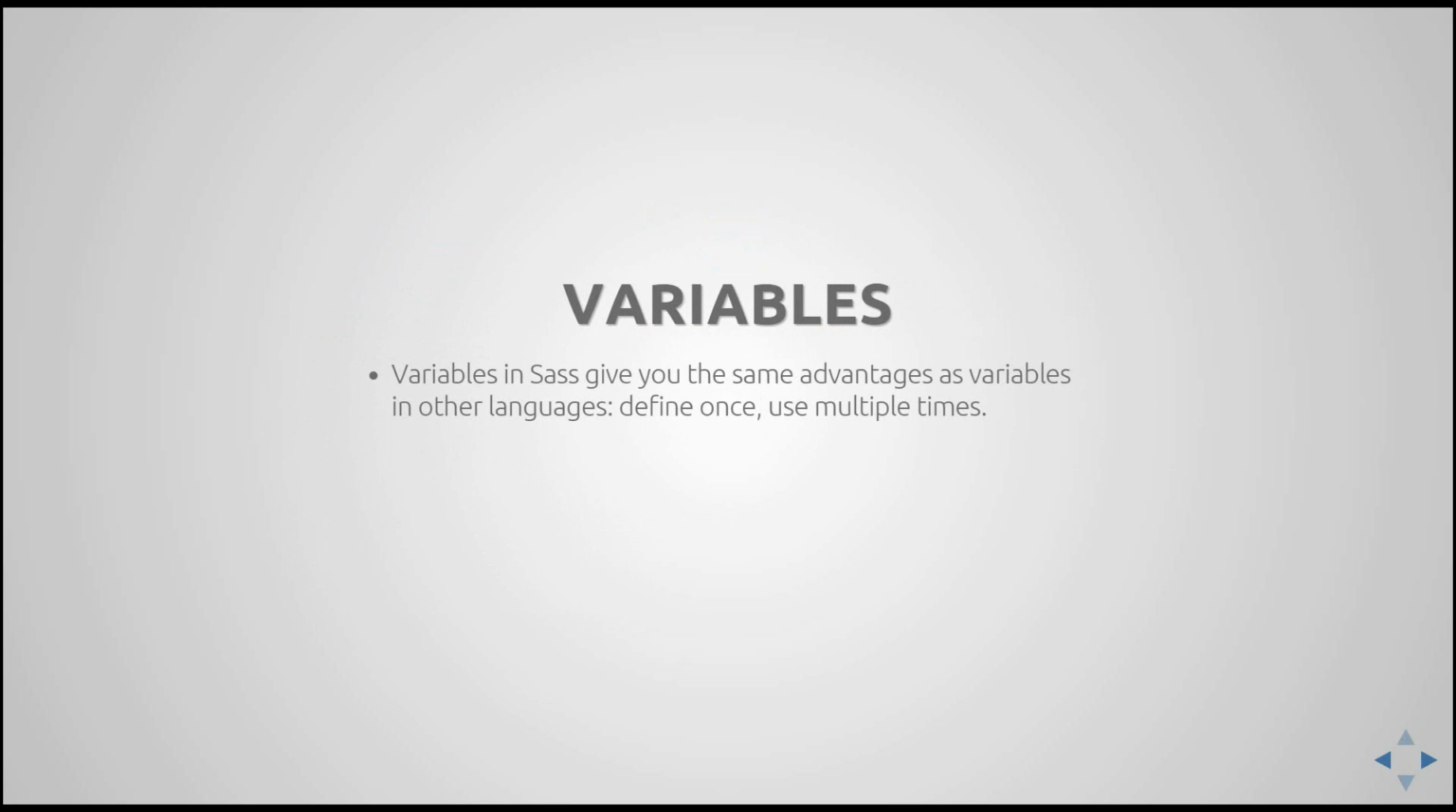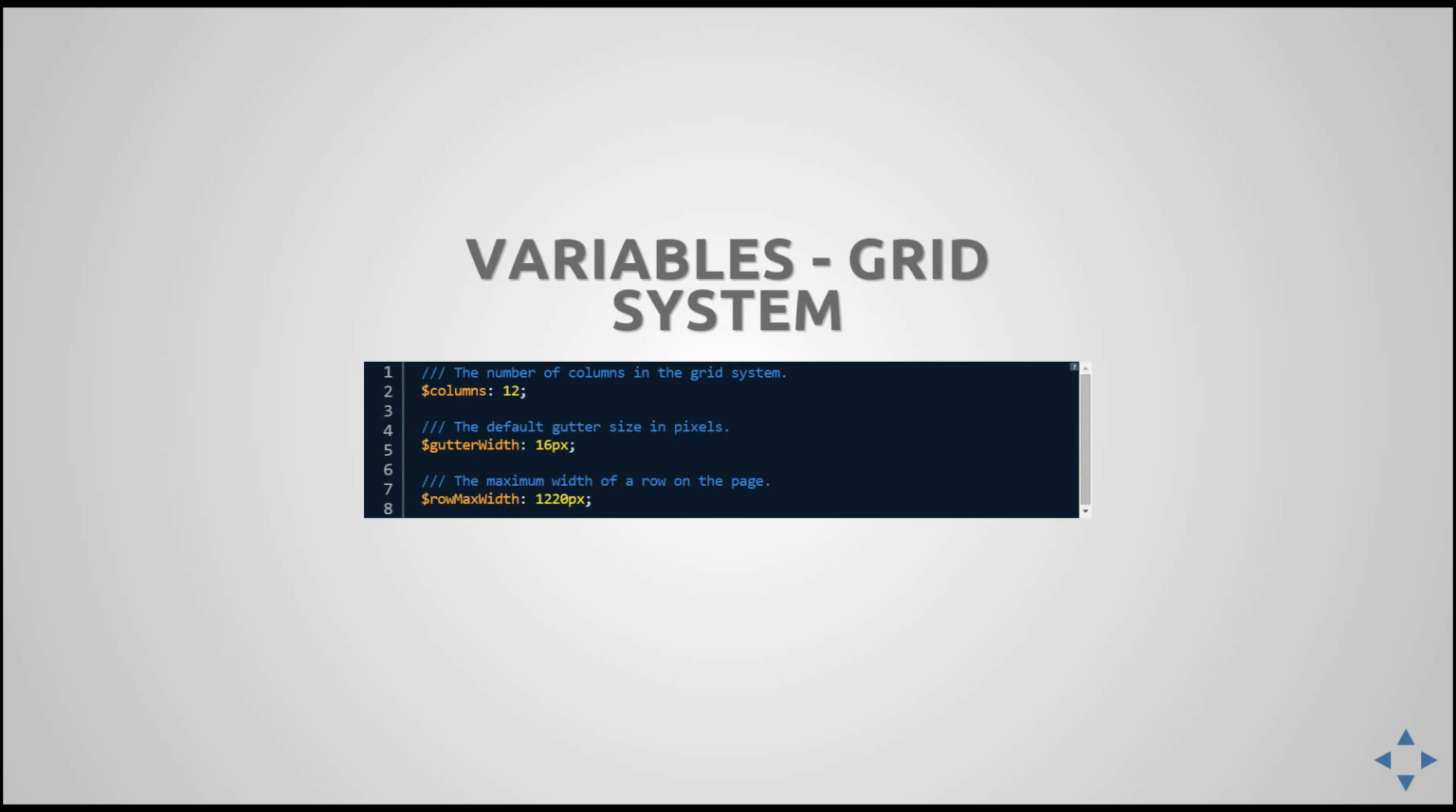Variables in SASS give you the same advantages as variables in other languages such as JavaScript. Define them once, use multiple times throughout your style sheets. Variables are defined with a $ prefix and then given a value after the colon. Here are a few of our grid system variables. The first one being column, that's defined with the $, colon, a numerical value. The next two are the same as the first, except they have a px suffix.